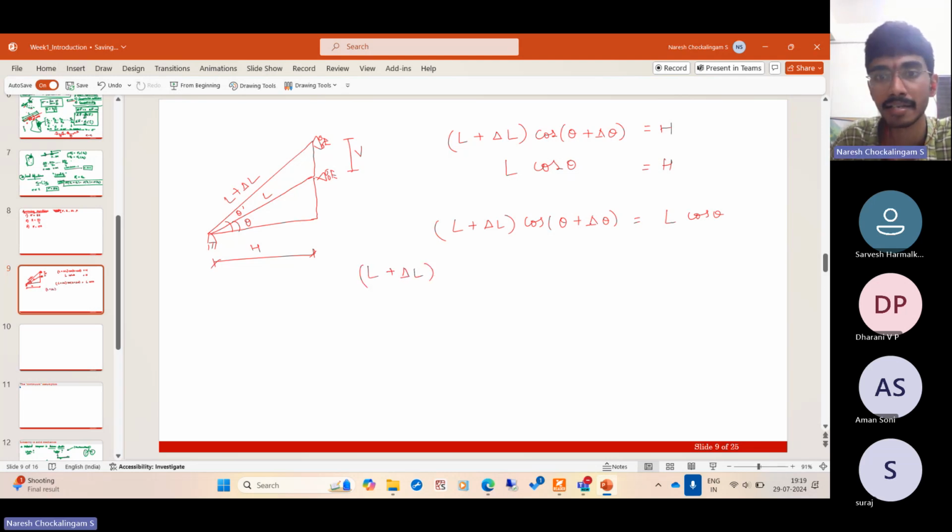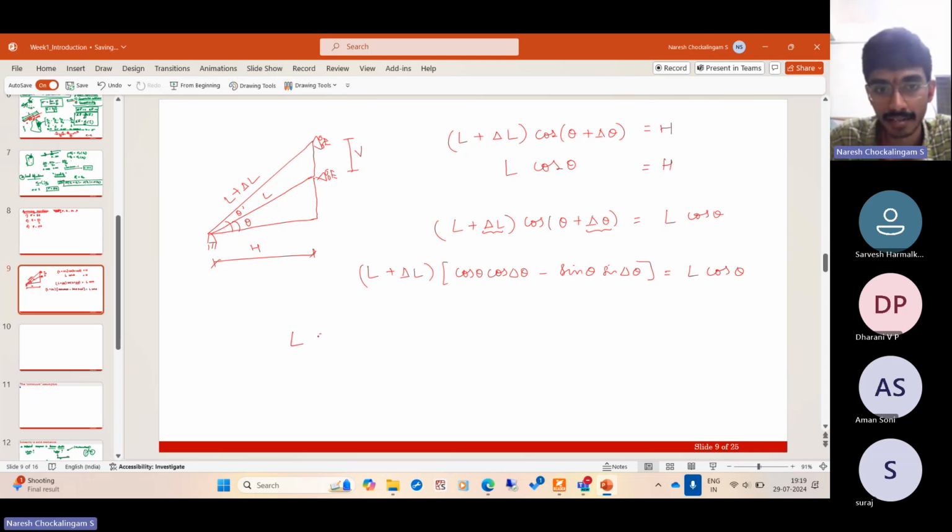So this is one equation. We have two variables. Delta L is a variable, delta theta is a variable, and those two cannot be entirely different. So delta L and delta theta are not independent, right? If it extends by some amount, delta theta will also change. So L plus delta L cos theta plus delta theta, I can write it as cos theta cos delta theta minus sin theta sin delta theta is equal to L cos theta.